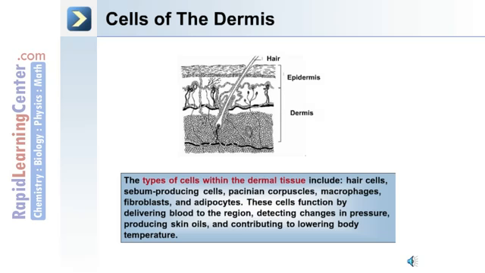The different cell types within the dermis. Cells within the dermis include hair cells, sebum-producing cells, Pacinian corpuscles, macrophages, fibroblasts, and adipocytes. These cells function to deliver blood to the region, detect changes in pressure, produce the oils that are delivered to the surface of the skin, and contribute to lowering body temperature.